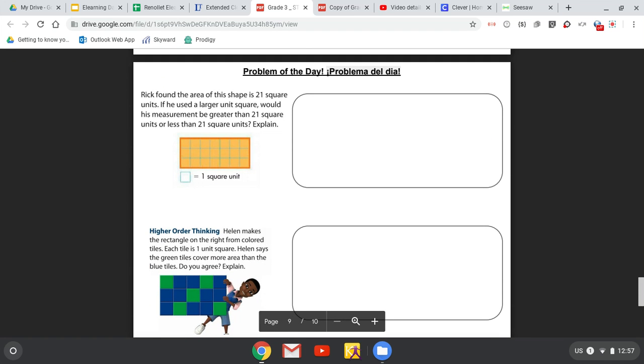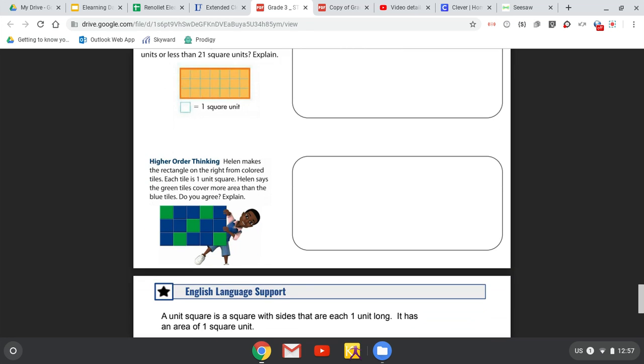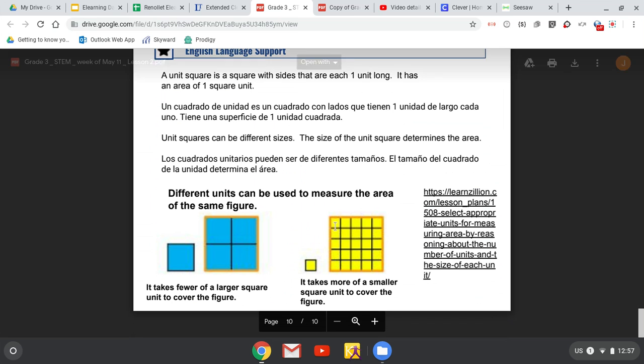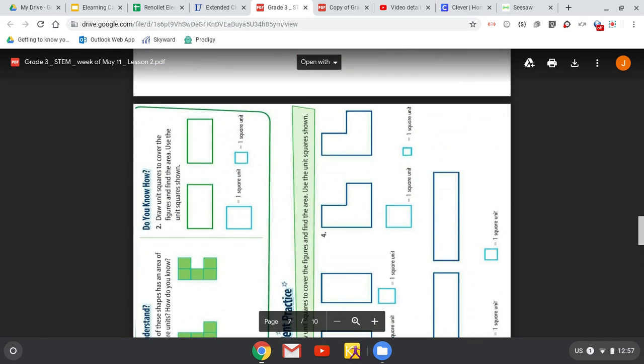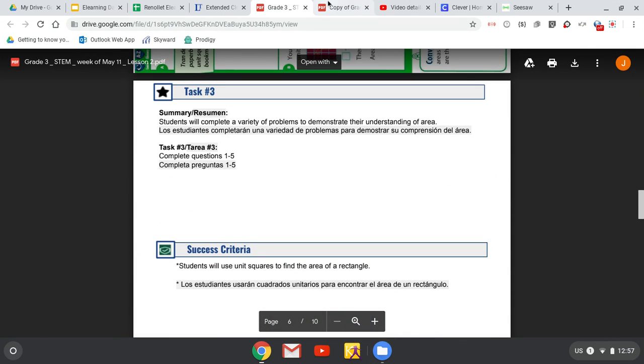Your problem of the day focuses on area using square units. Make sure you are reading and thinking carefully. Use your supports on the final page if you need them. If there's something you do not know how to do, leave it blank and turn it in.